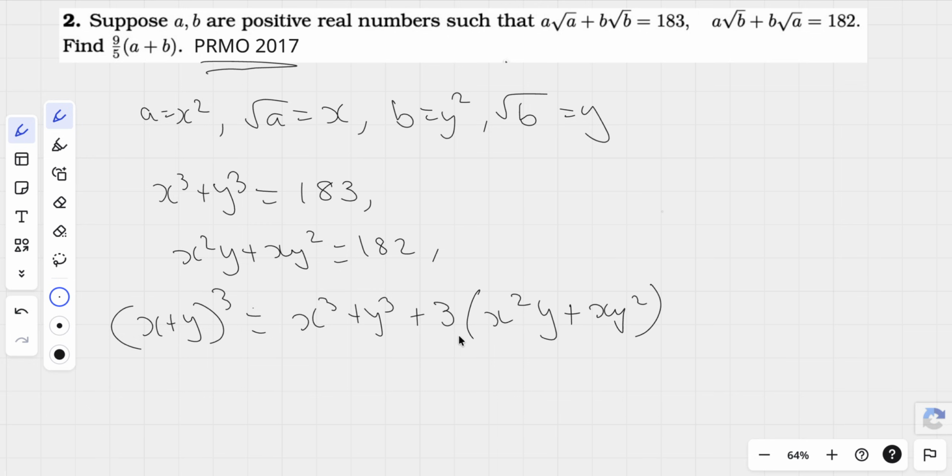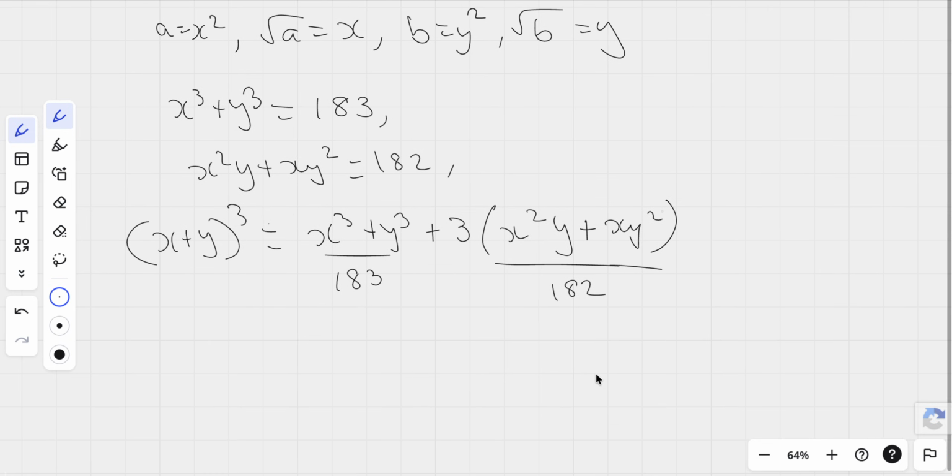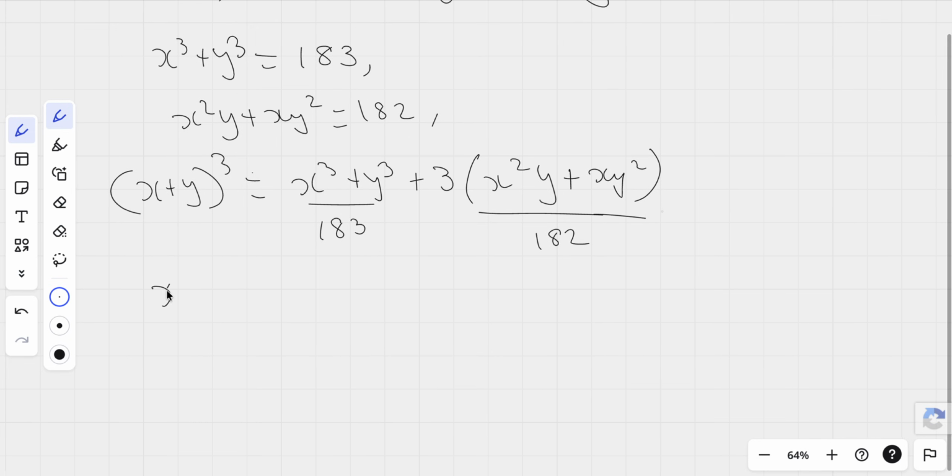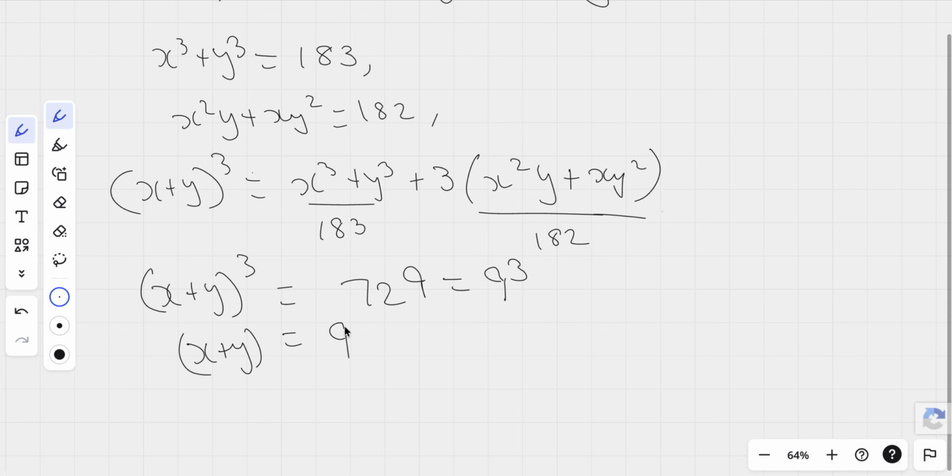and I'm going to take a factor of 3 out, and inside we get x squared y plus x y squared. Now if you notice, this is 183 and this is 182. So let us rewrite this a bit. (x plus y) whole cube is equal to 183 plus 3 times 182. 3 times 182 is 546. 546 plus 183 should be 729. Now 729 is 9 cube. We should know this. Cube rooting both sides, we get x plus y is equal to 9.